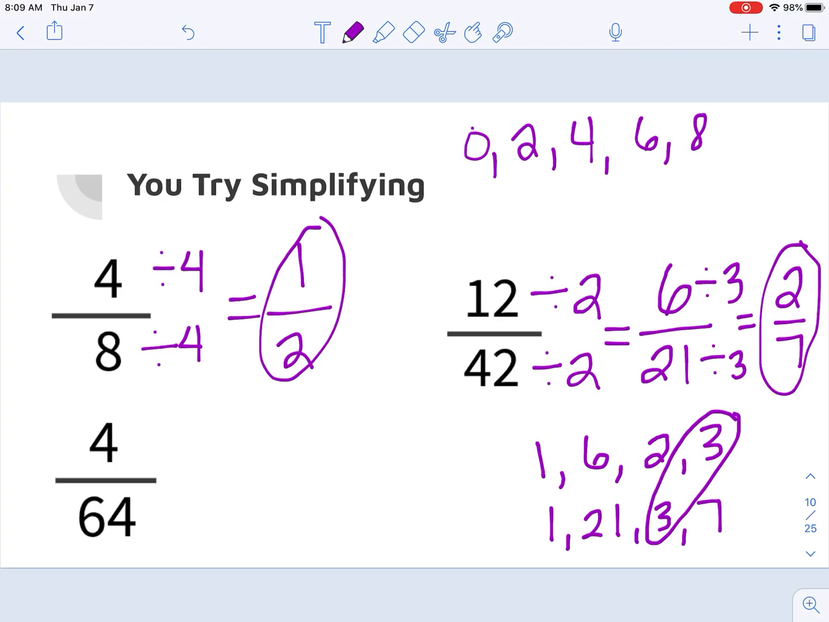Okay, and just to quickly go over the last one, they are both even, so I could divide them both in half. You could have divided by 2. You also could have divided by 4. Otherwise, divide by 2 and divide by 2 again to get 1/16.